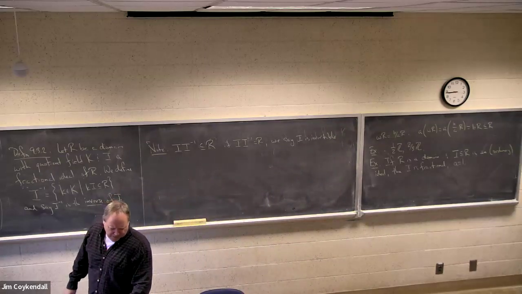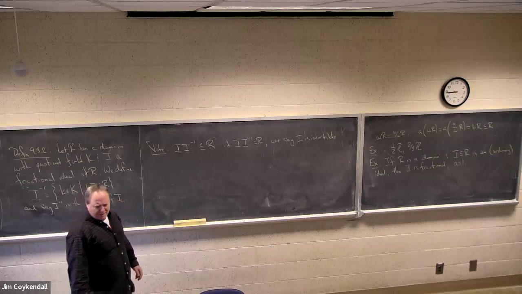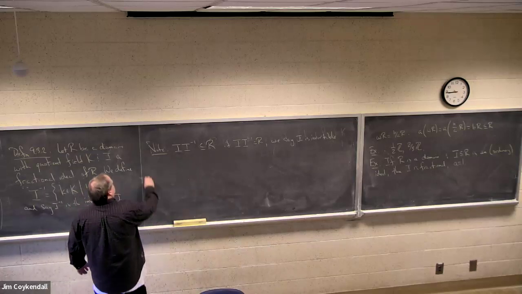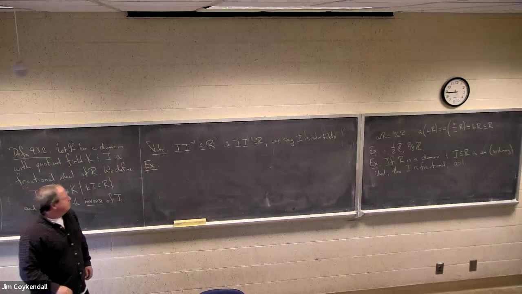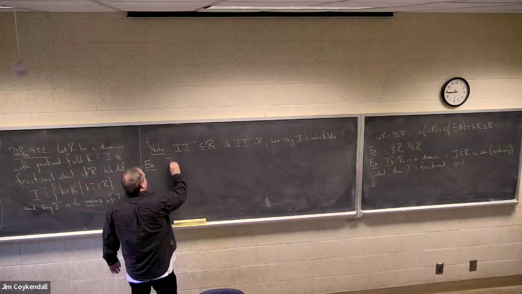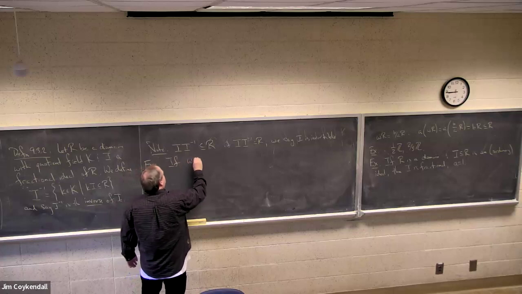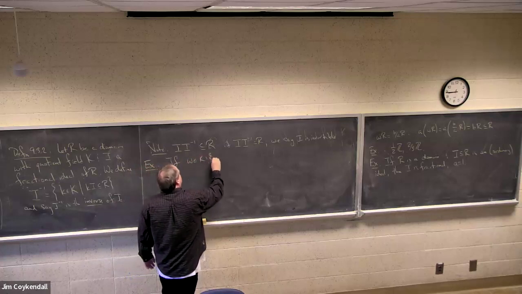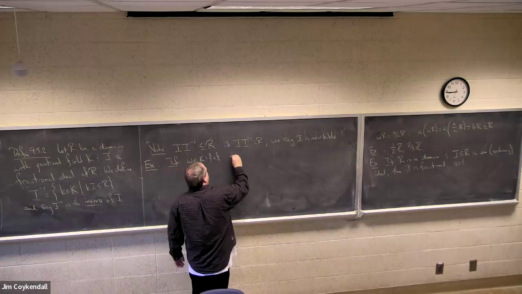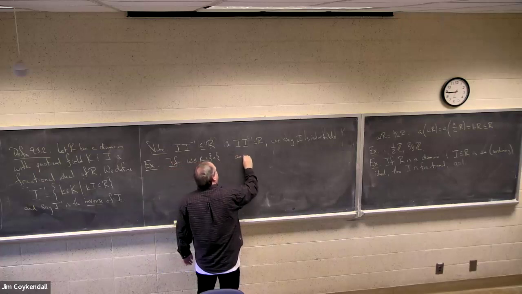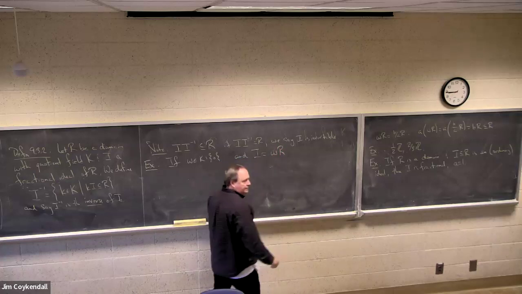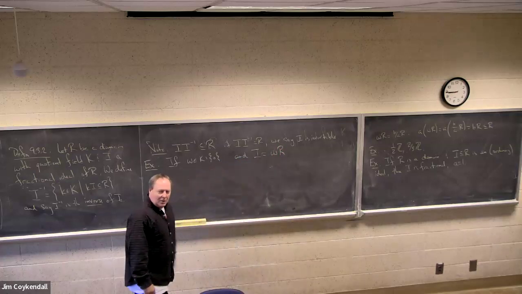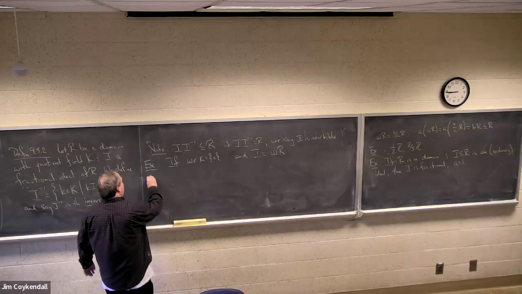So this exists in a bunch. Let me give you an example here. Omega is in the quotient field, non-zero, and I is equal to omega R. Anybody want to take a wild guess as to what I inverse is?